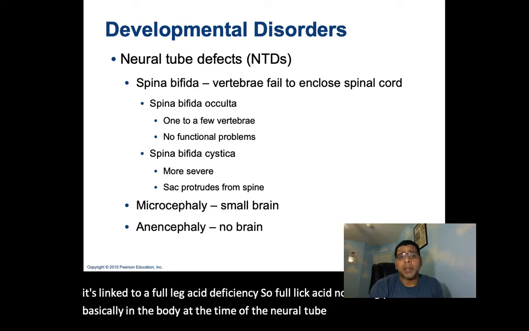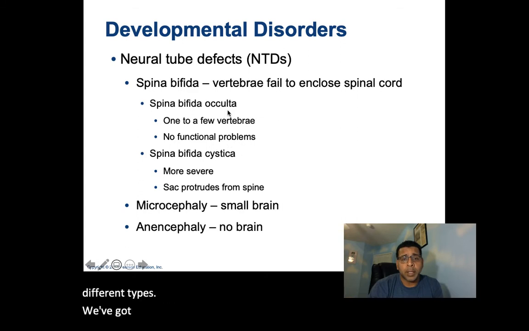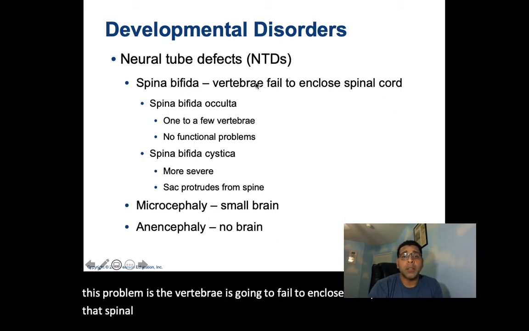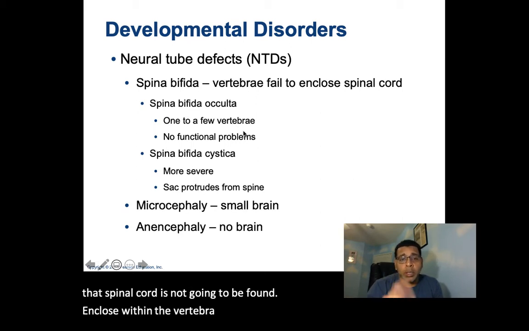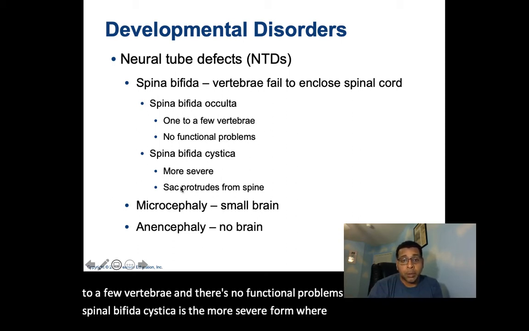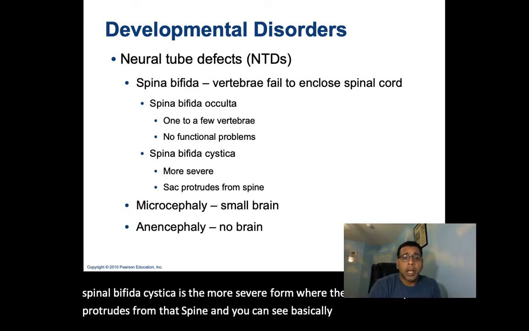Now here, when we talk spina bifida, you can see we've got two different types. We've got occulta and we've got cystica. What's going to happen in this problem is the vertebrae is going to fail to enclose the spinal cord. So the spinal cord is not going to be found enclosed within the vertebra. When we talk occulta, it happens by affecting one to a few vertebrae, and there's no functional problems there. And then spina bifida cystica is the more severe form, where a sac protrudes from the spine, and you can see these components are found outside of the vertebra.